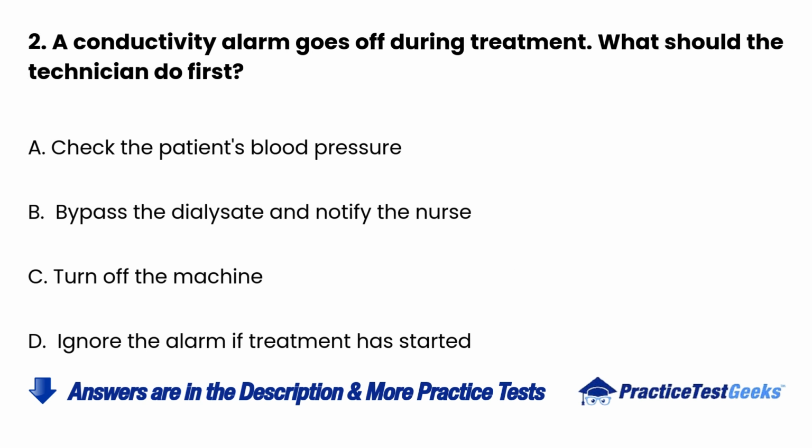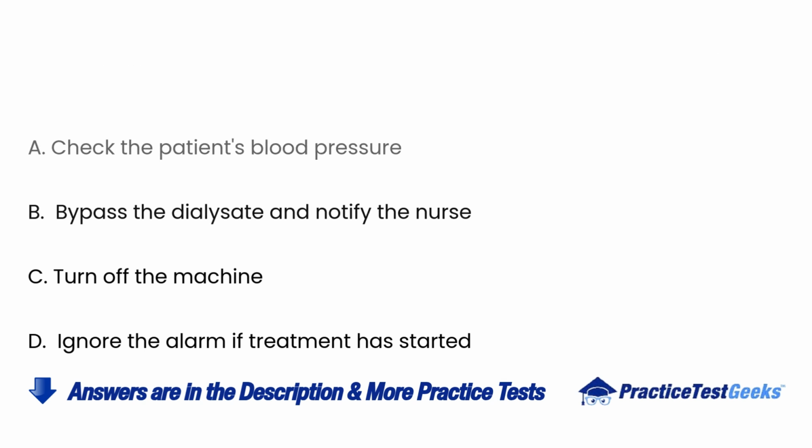2. A conductivity alarm goes off during treatment. What should the technician do first? A. Check the patient's blood pressure. B. Bypass the dialysate and notify the nurse. C. Turn off the machine. D. Ignore the alarm if treatment has started.